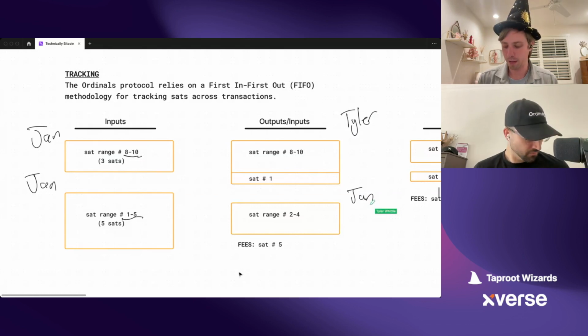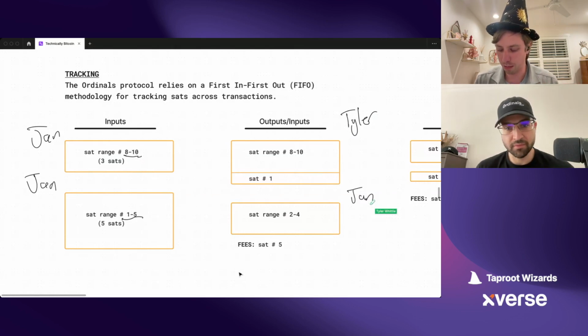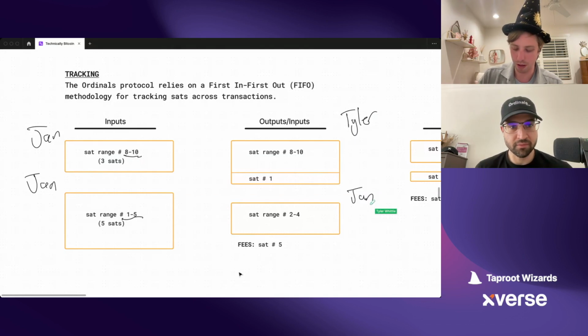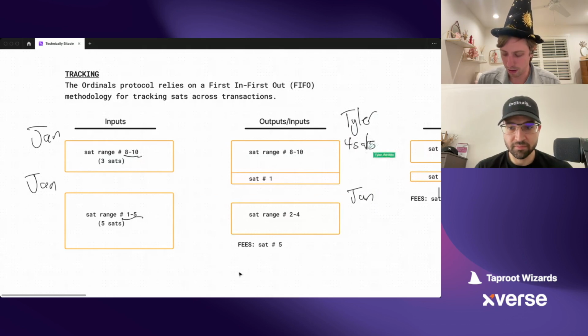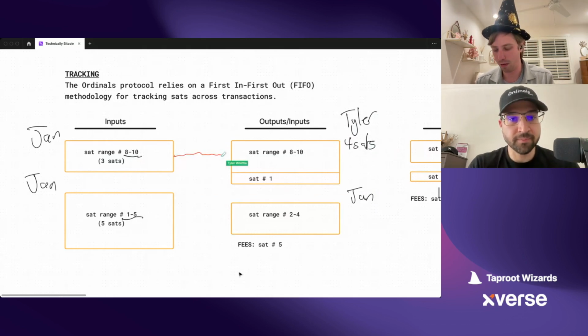So we're going to do the exact same thing we did last week when we looked at UTXO building. We're going to take the first input and say, okay, how big is this first output? First output needs to be 4 sats, and this first input is only 3 sats. So we're going to take those 3 sats and move them over there, right? First in and now first out.